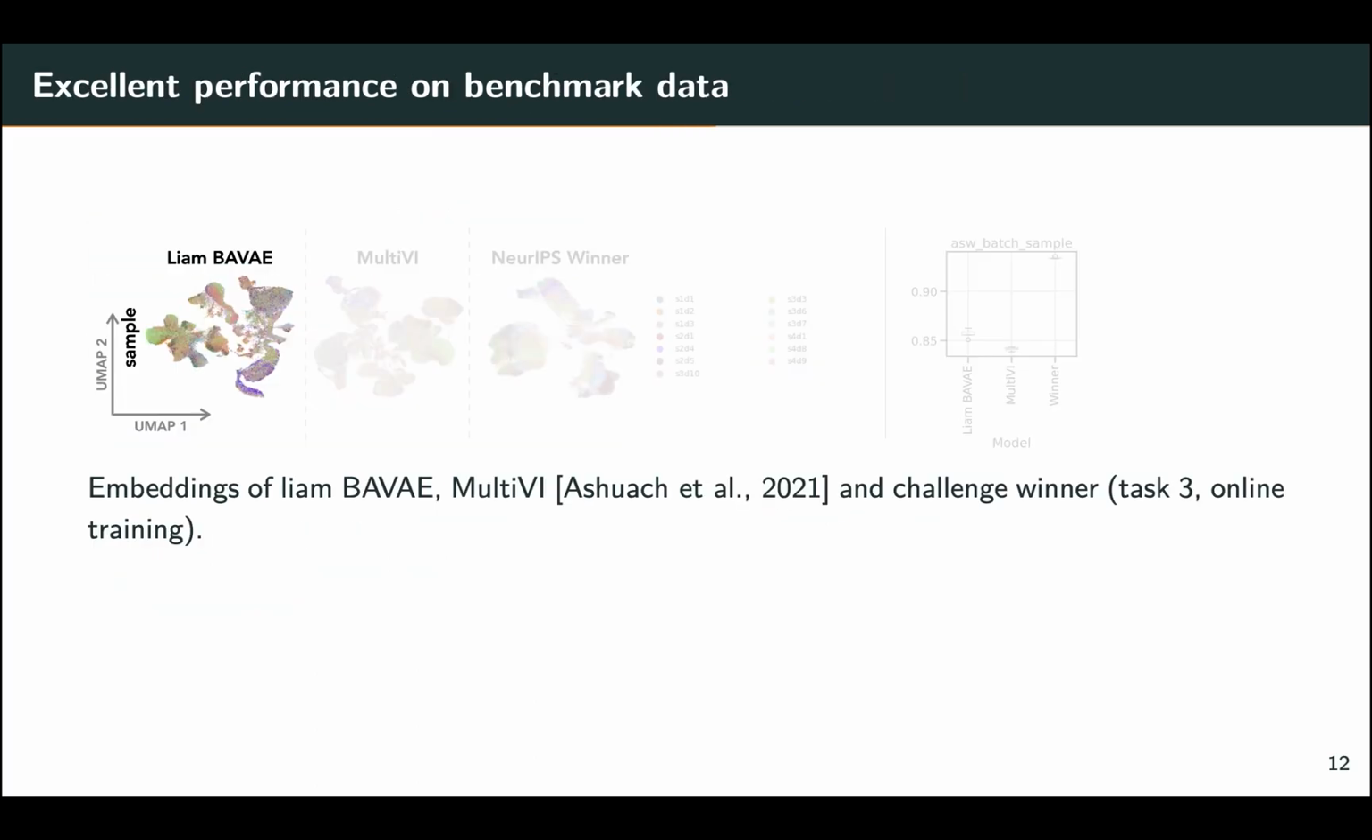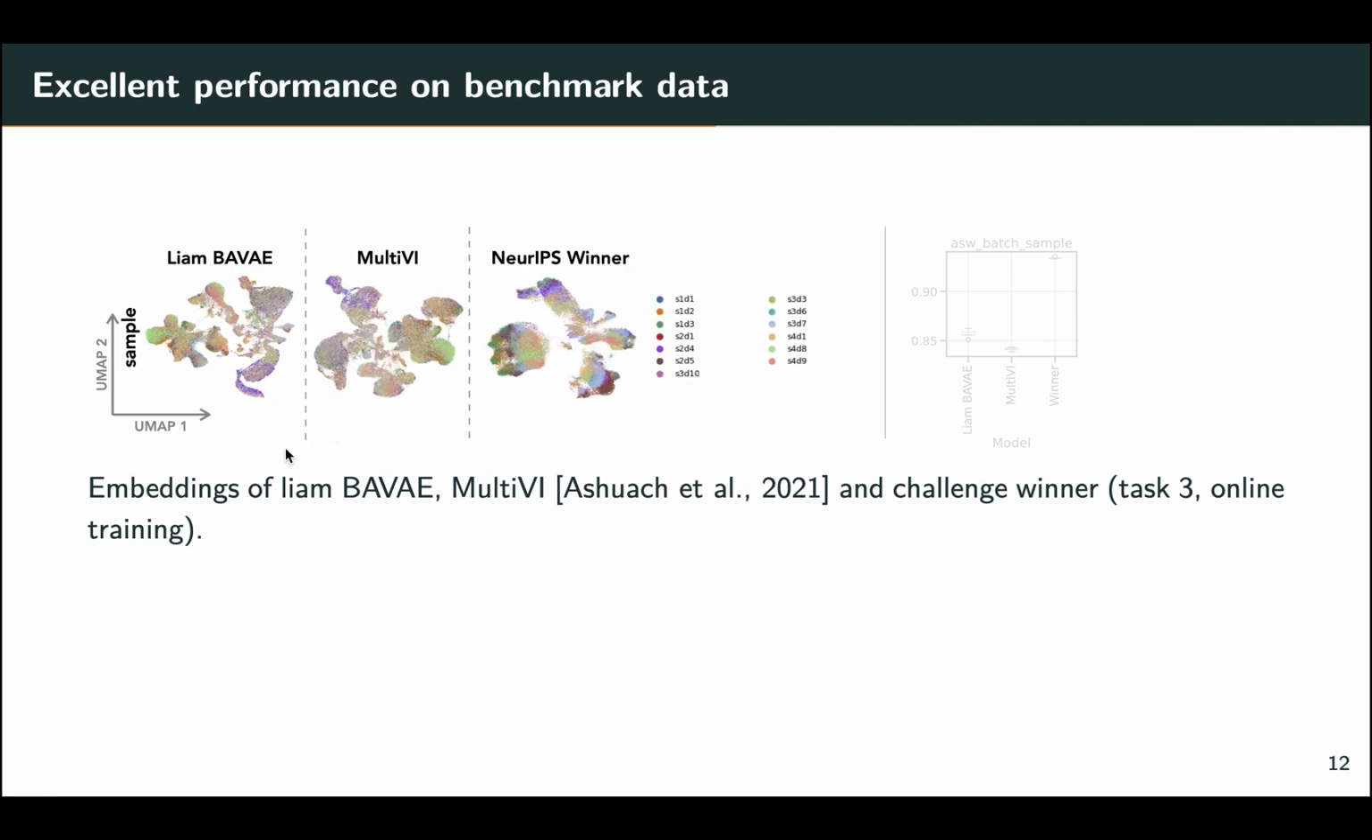What you're seeing here are two-dimensional UMAP representations of the low-dimensional data representation obtained by the different models. Each dot in these UMAPs is a cell, and we can color them by the meta information that we have about them. In this case, I plotted the sample ID, so the cells are colored by their sample ID. Here I juxtapose the embedding obtained by Liam with a competing model, MultiVI, which is a model for mosaic integration, of which this paired multimodal integration is a subcase, and the challenge winner.